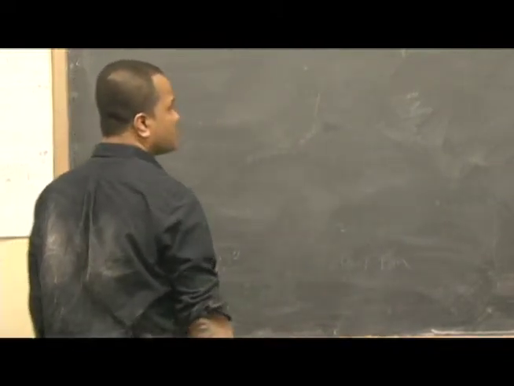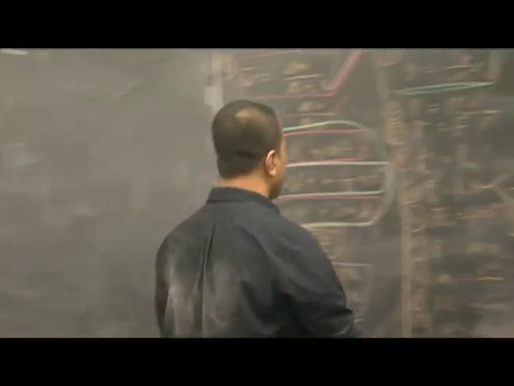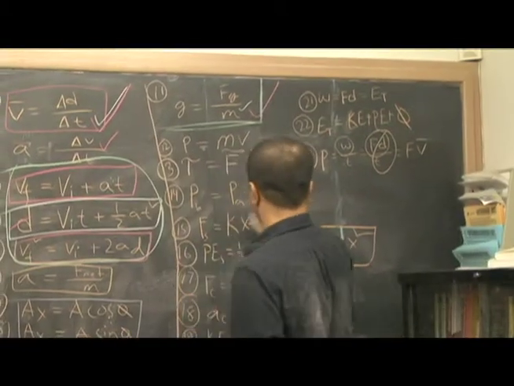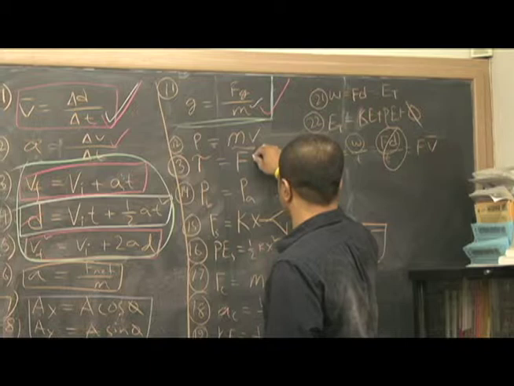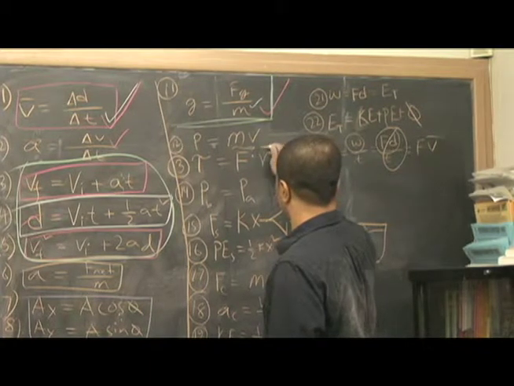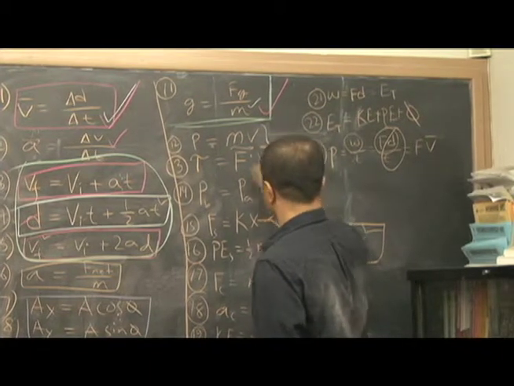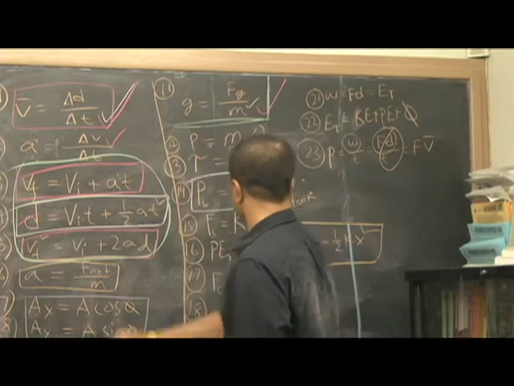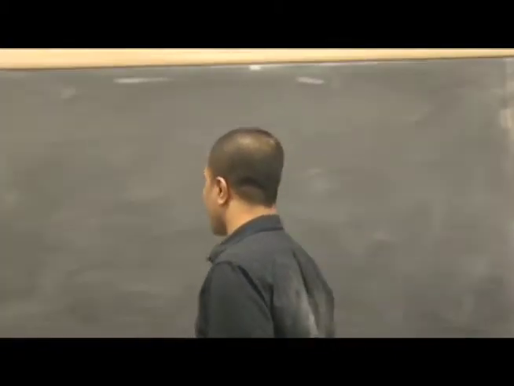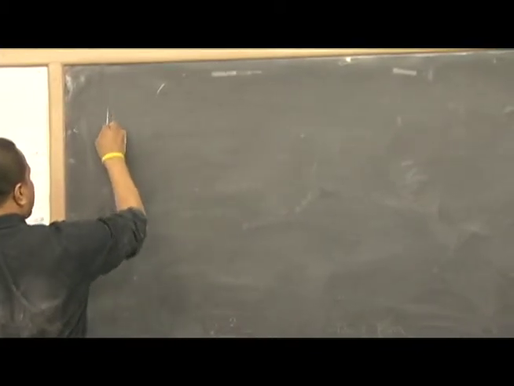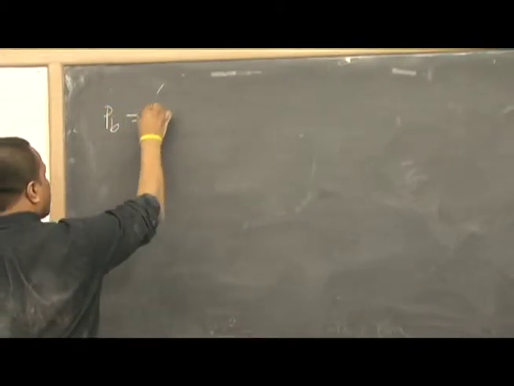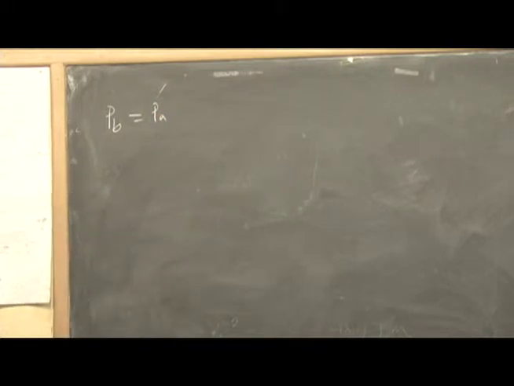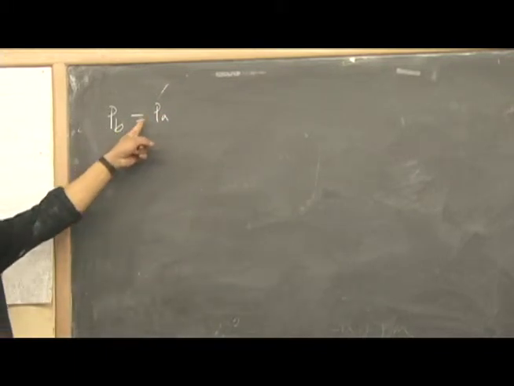Okay, so we finished the momentum, and we also understand a little bit of angular momentum and a little bit of torque. So we finish that. Now let's do this one, number 14. PB equal PA. What is that? PB equal PA. So this is like momentum before equal to momentum after.